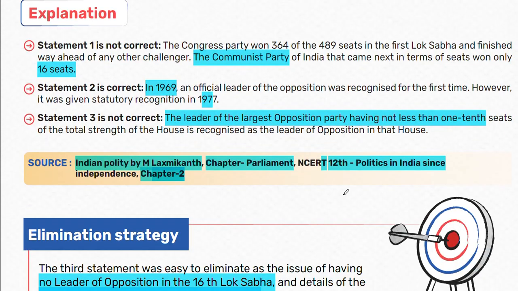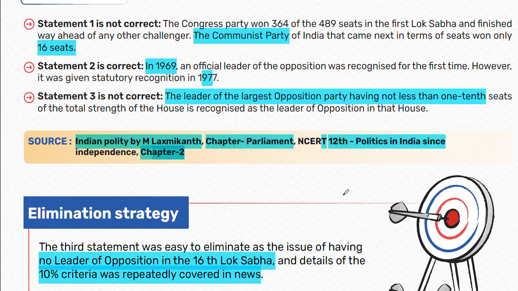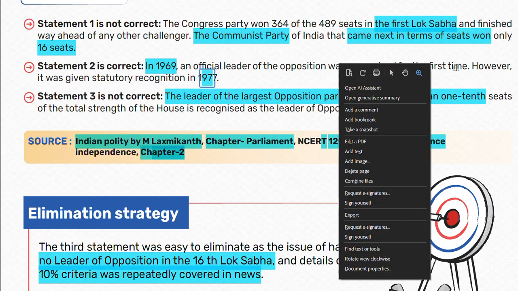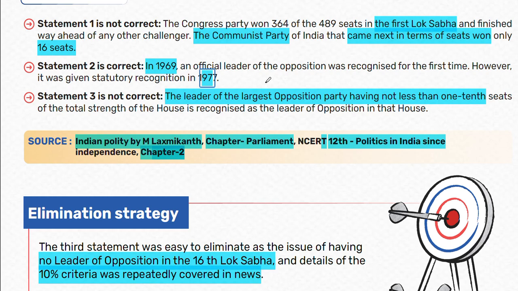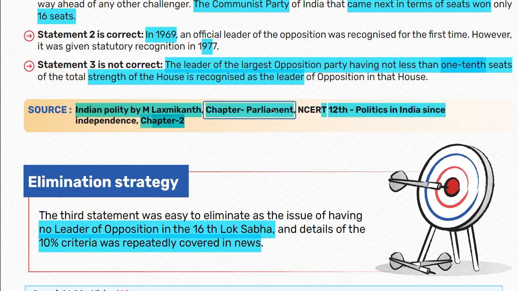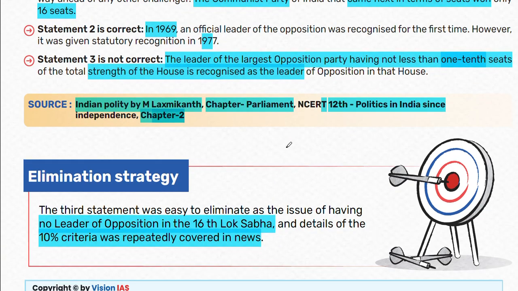Now next. The Congress Party won in the first election and finished way ahead of any large challenger. The Communist Party of India, which came next in terms of seats, won only 16 seats. So two is correct. In 1969, an official leader of opposition was given recognition, and in 1977 the leader of the largest party having not less than 1/10 of the seats of the total strength of the house was recognized as the leader. I told you 1/10, not more than that. So the source is basically Lakshmikant and Politics in India Since Independence.